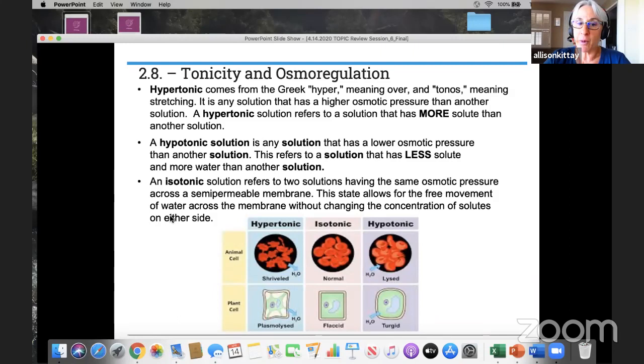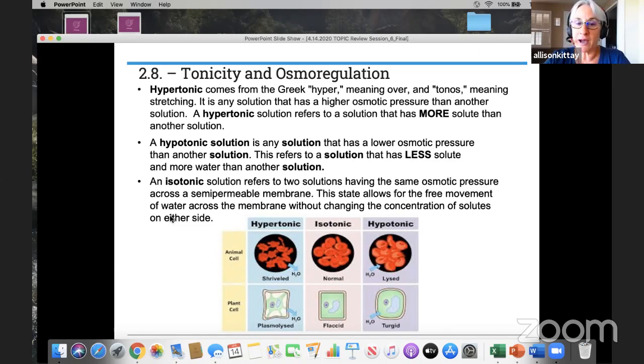Now notice that I'm always talking about these in relationship to another solution. You can't simply say that a solution is more hypertonic, right? You have to compare it to another solution. Finally, an isotonic solution. Iso means same, so it refers to two solutions that have the same osmotic pressure across that membrane.